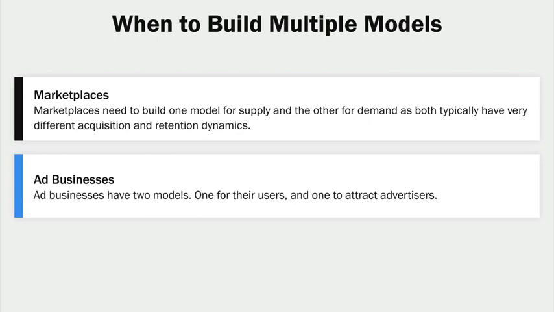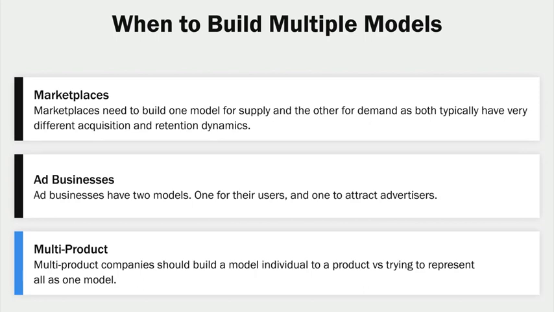The second type of business where you'll need multiple models are ones that are ad-based businesses. So in the LinkedIn, or if we were to build out a qualitative growth model for something like Facebook, we would have a qualitative growth model that talks about how we grow the user side of the business, but we would also need one around how we grow the advertiser side of the business, since that's really important to building a sustainable business over time.